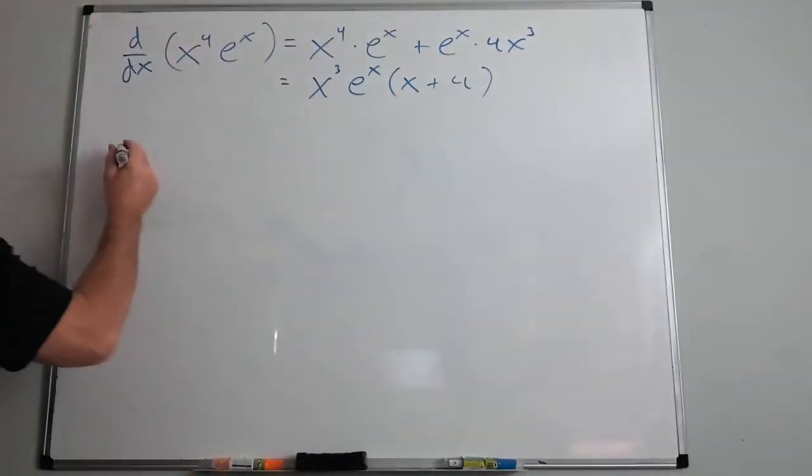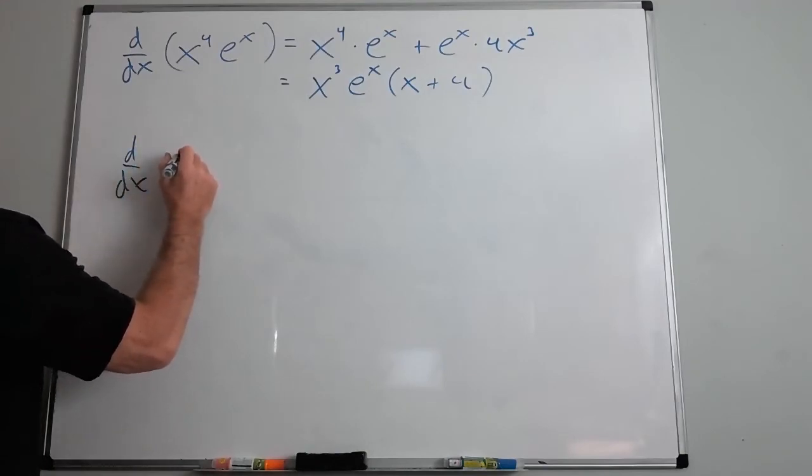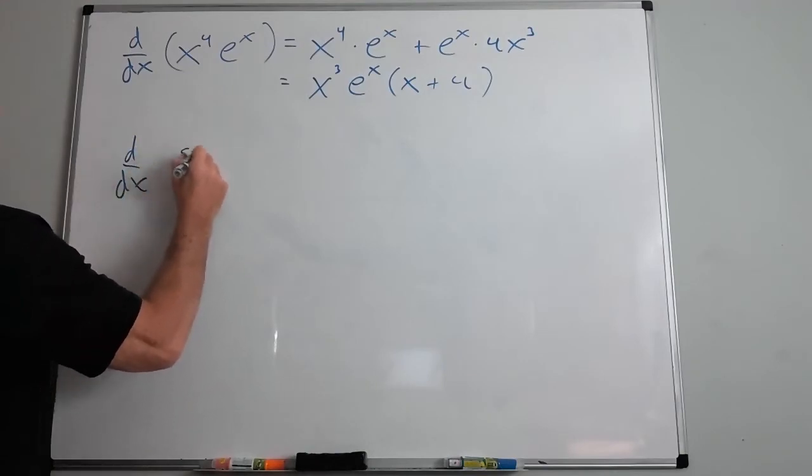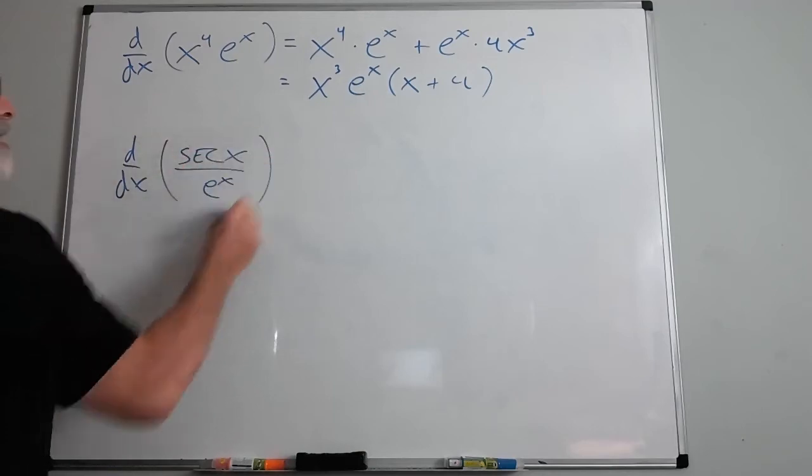So what if I have this? I've got, let's say, the secant of x over e to the x.